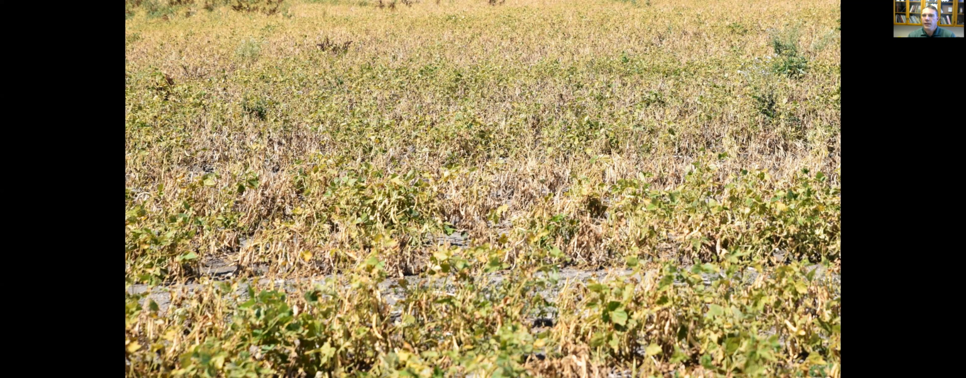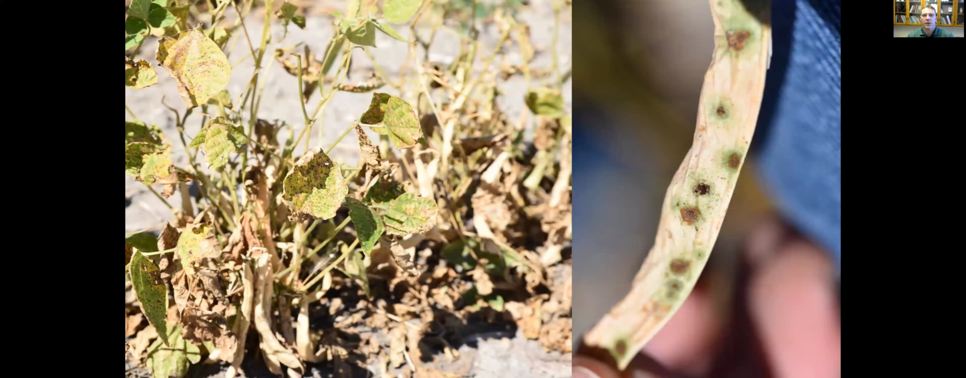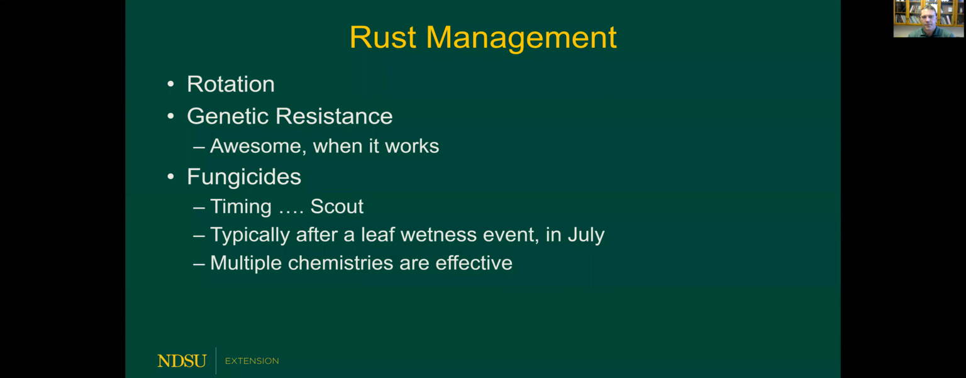Okay, this is what rust will do if it gets out of control. So this was, I believe, 2018. I was near the Devil's Lake area. This is a field that got hit with rust. Got hit with it fairly late, but still caused some yield loss. You can see there's tons of leaves on the ground. The leaves that are remaining are covered with pustules. You can see them on the left. And the pods, the shriveled pods, are also covered with rust pustules.